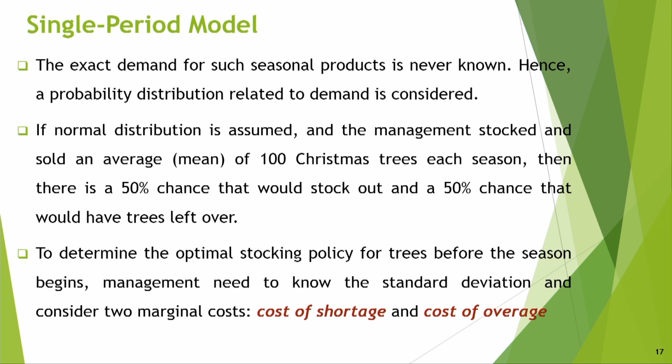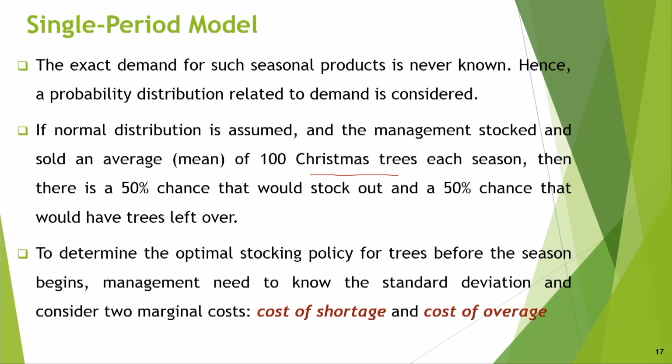The exact demand for such a seasonal product is never known, hence a probability distribution related to demand is considered. And I told that time, if normal distribution is assumed and the management has stocked and sold an average of, I gave the example of Christmas trees each season, something like 100 Christmas trees, then there is a 50% chance that you would stock out and a 50% chance that you would have trees left over. That means, if the mean demand is normal and I purchased 100 Christmas trees, then 50% chance is that you will get a stock out situation, 50% that it will be overage.